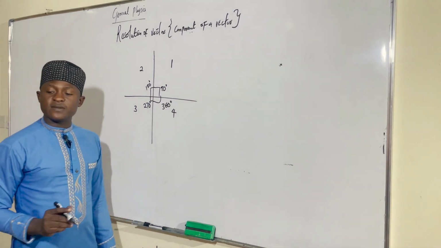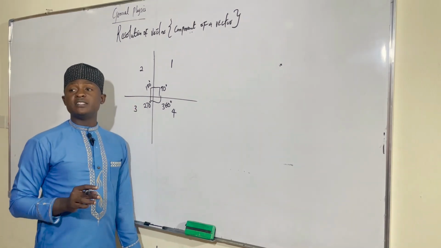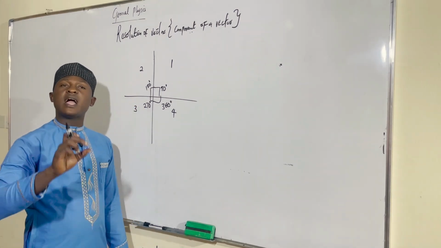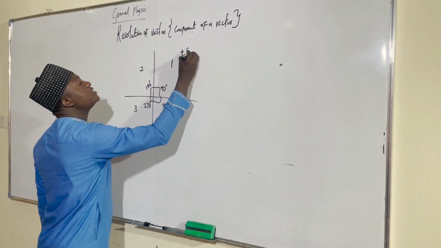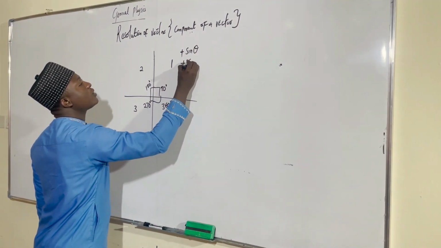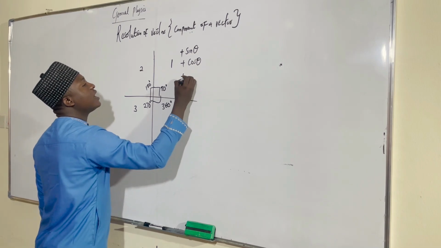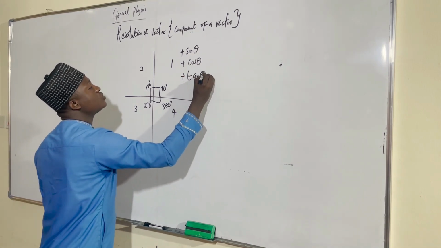In the first quadrant, meaning any angle from 0 to 90, either sine theta, cos theta, or tan theta, all are positive. Meaning sine is positive here, cos is also positive, and at the same time tan is also positive.